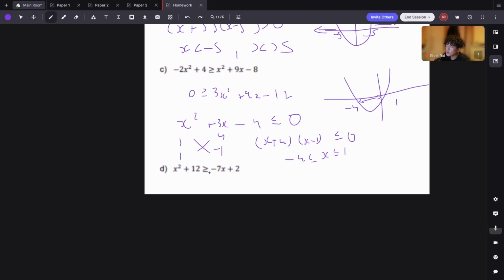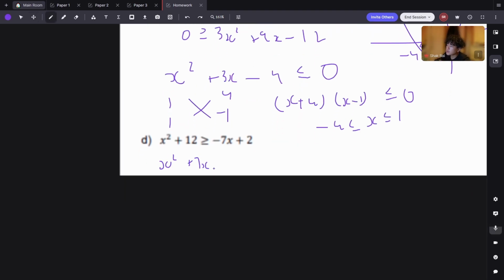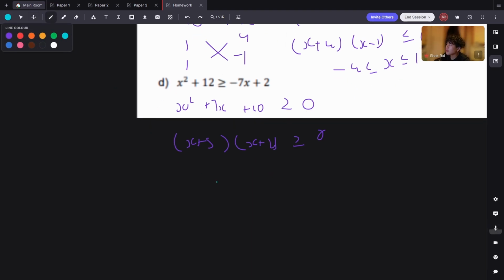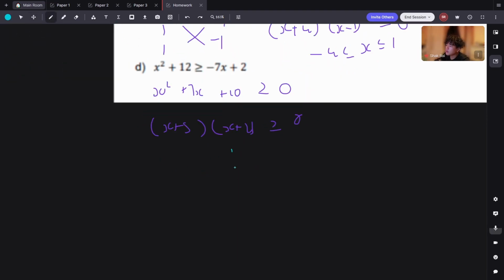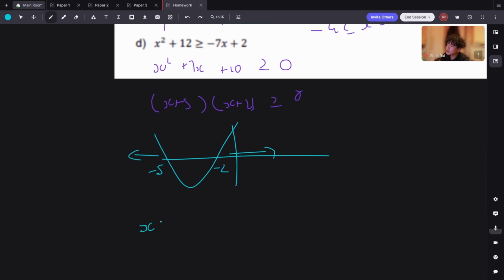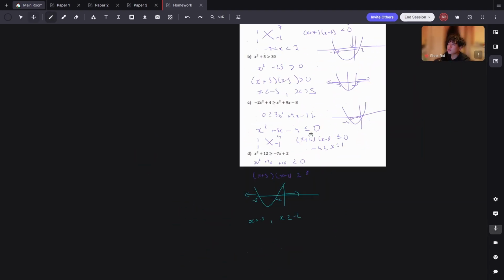So we have x squared plus 12, which is greater than or equal to minus 7x plus 2. So I have x squared plus 7x plus 10 is greater than or equal to 0. So I have x plus 5 and x plus 2, greater than or equal to 0. It's one of those where it's minus 5 and minus 2 here. And when is this greater than or equal to 0? When x is less than or equal to minus 5 or greater than or equal to minus 2. Cool, lovely, nice. So those are relatively simple inequalities questions.